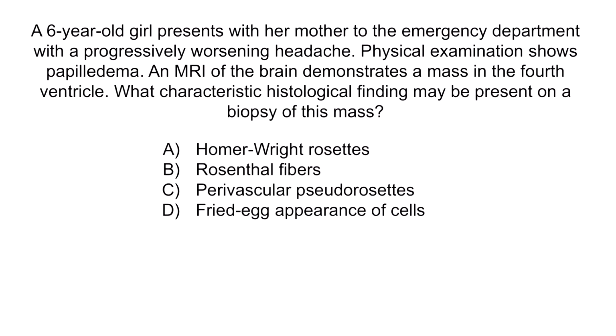A is wrong because the Homer-Wright rosettes are characteristically seen in patients with medulloblastoma. B is wrong because the Rosenthal fibers are characteristically seen in patients with pilocytic astrocytoma. And D is wrong because the fried egg appearance of cells is characteristically seen in patients with oligodendroglioma. So again, the correct answer is C, perivascular pseudorosettes. And that concludes this section.